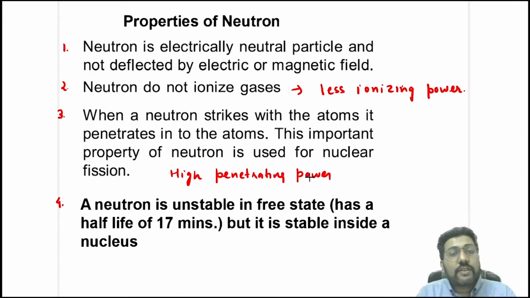But neutrons are actually unstable particles in free state. Now, neutrons have a half-life of 17 minutes. But when a neutron enters inside a nucleus, it becomes a stable particle. So free neutrons are unstable with a half-life of 17 minutes. That means in 17 minutes, the concentration of neutrons will become half.